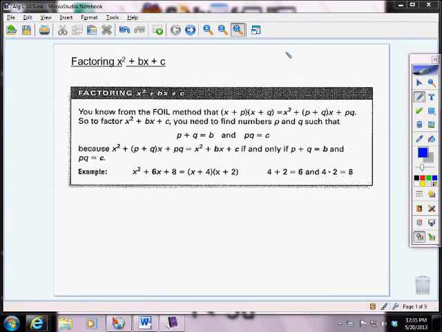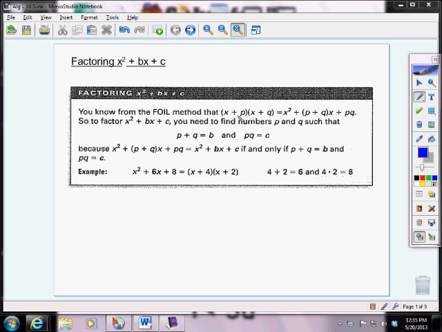In a previous lesson, we learned that when we can take a quadratic and write it in factored form, those factors give us a lot of information. They tell us where it hits the x-axis, which is the solutions. It just gives us a lot of good information. So what we're going to work on in this lesson is taking a quadratic and actually factoring it.